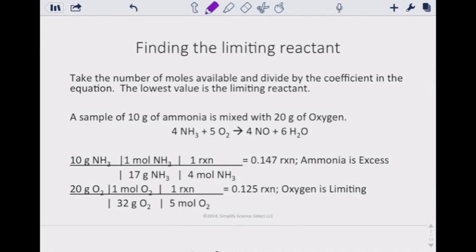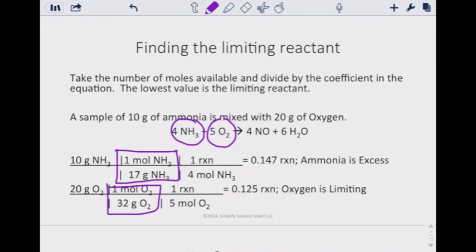It says a sample of 10 grams of ammonia is mixed with 20 grams of oxygen. And so when we're looking at this, we first have to get them into moles by dividing by the molar mass because they're both in grams. Remember, anytime we see grams, we have to write the molar mass. And then in one reaction, it requires 4 moles of ammonia. In one reaction, it requires 5 moles of O2. And this will show us how many reactions can take place.